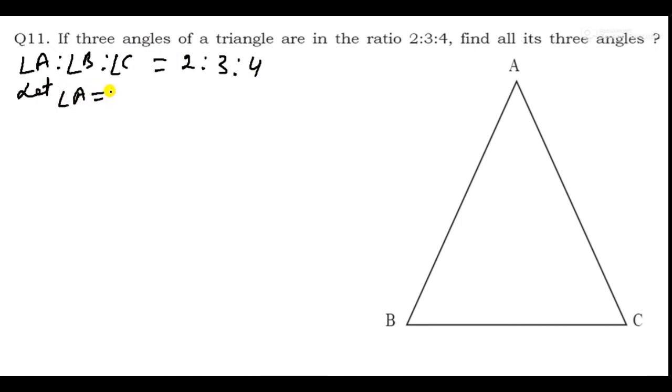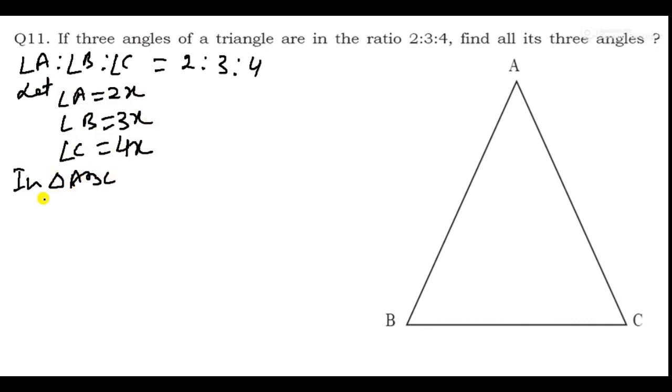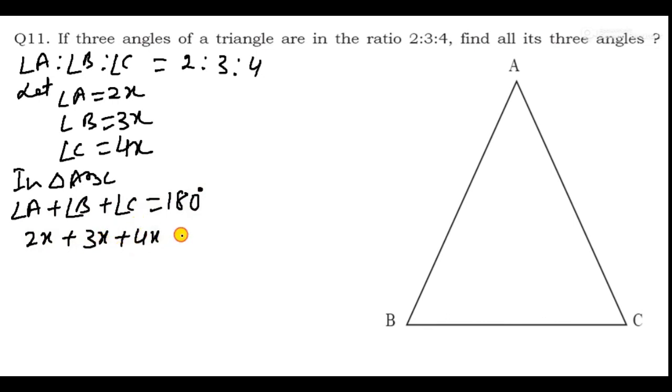So you can let angle A is equal to 2x, angle B is equal to 3x, and angle C is equal to 4x. So in triangle ABC, what will happen? Angle sum is 180 degrees. Angle A plus angle B plus angle C equal to 180 degrees. Angle A is given as 2x, angle B is 3x, angle C is 4x. It is 180 degrees. So 2 and 3, that is 5, and 5 and 4, that is 9x. So 9x is equal to 180 degrees.